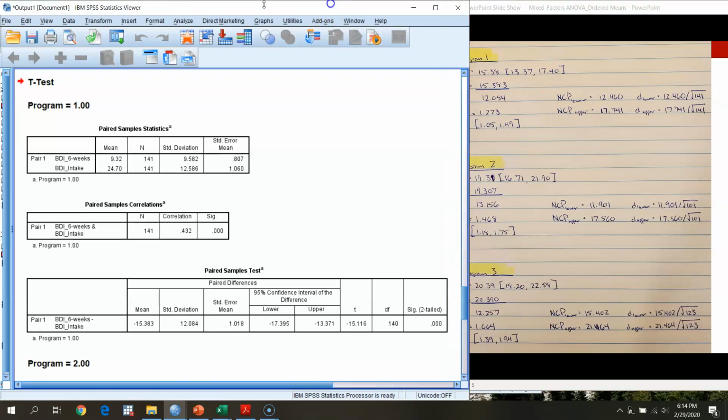So for program 1, our mean reduction is a reduction of 15.38 points on the BDI. That's pretty strong. That's a big reduction, right? But this is my best guess. So my best guess for any group of individuals going through program 1, I would expect an average reduction of about 15.38. But I know that's not going to be my true population effect.